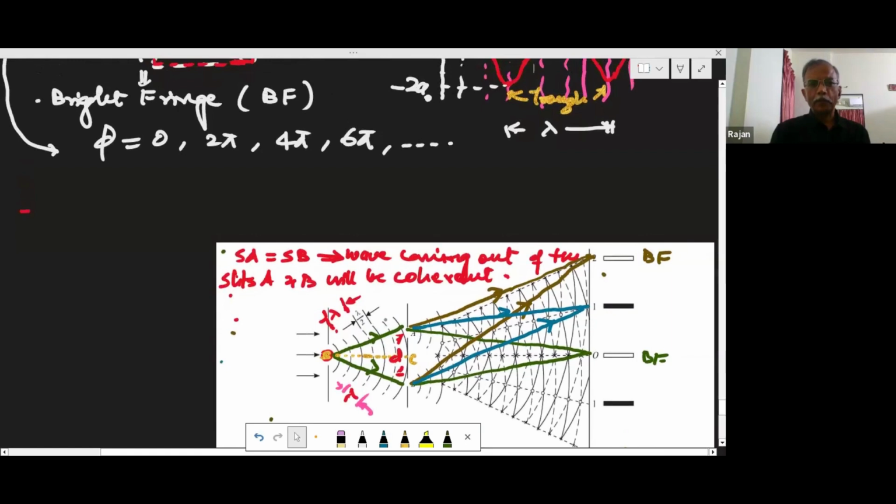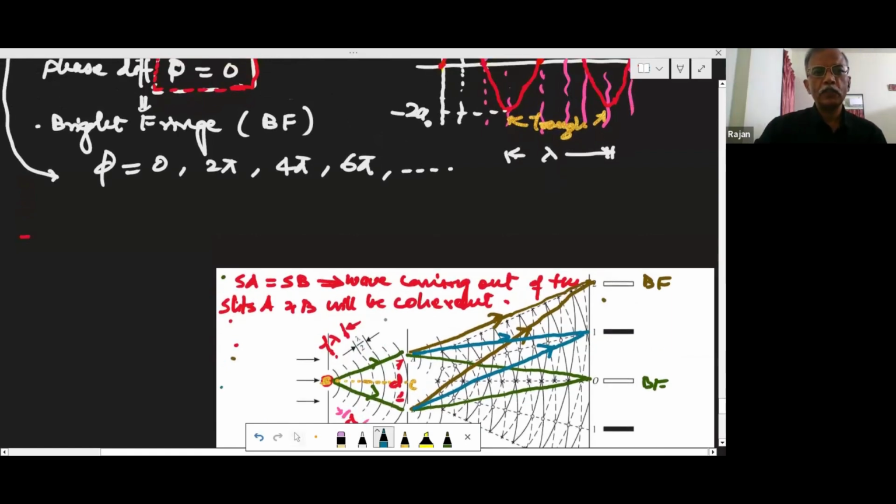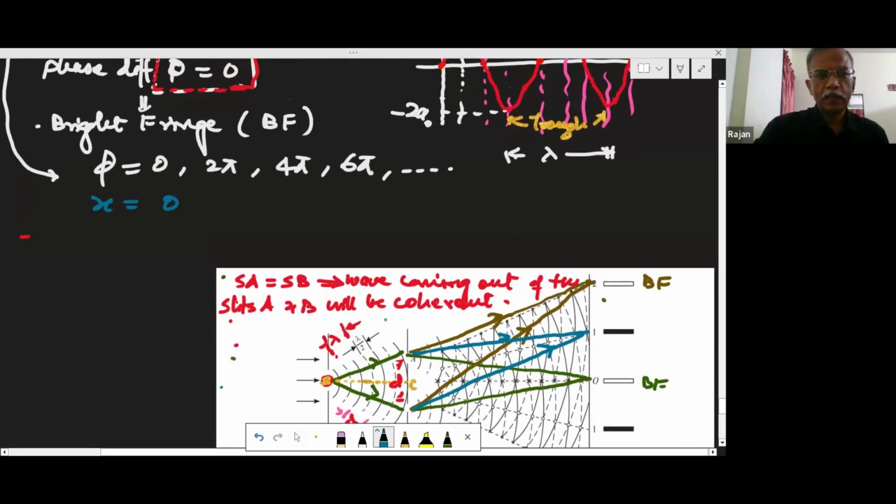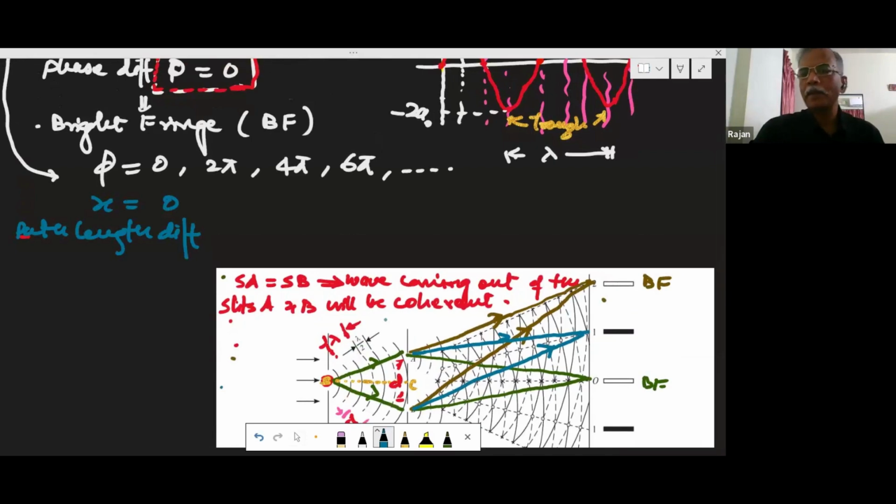We had here for the bright fringe, your phi was equal to 0, so your x will be equal to 0. X is, again, I remind you, the path length difference arriving on the screen. How much path length difference? X. So phi is 0, and this is also 0. That is your central bright fringe.